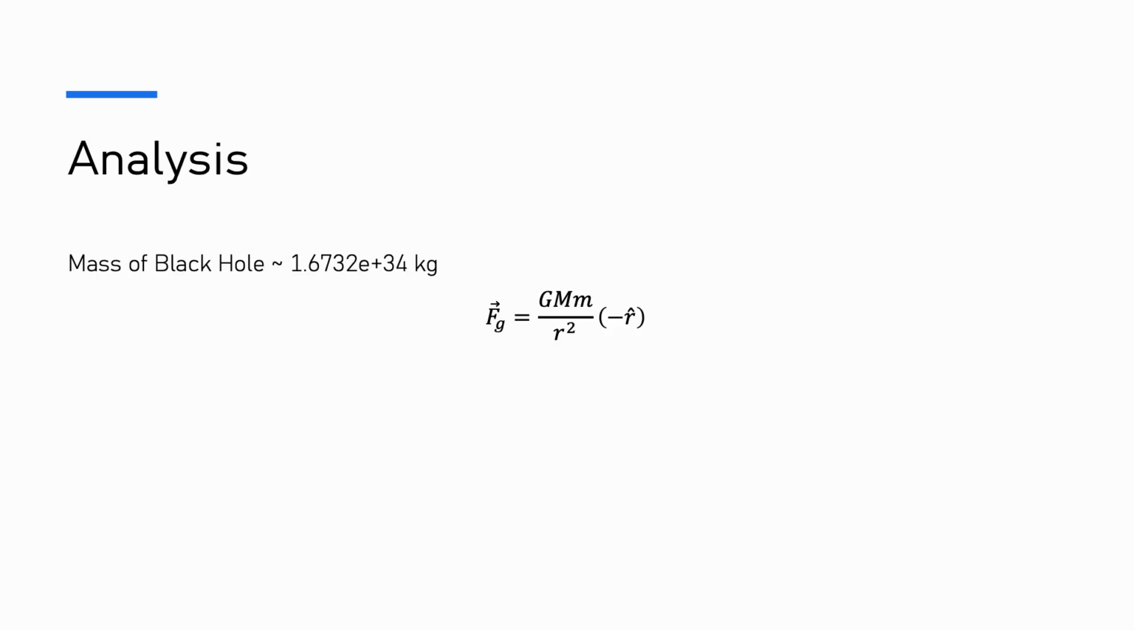As mentioned, we're using the universal gravitation equation just to calculate the mass of the black hole. So we isolate m on one side for the black hole and then plug in all the other values that we have based on our calculations. And we found the mass of the black hole to be approximately 1.67 times 10 to the 34th kilograms.